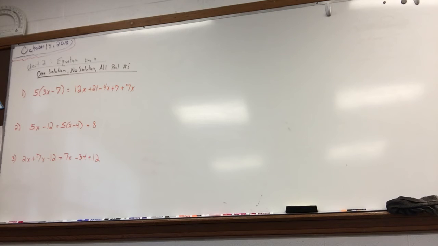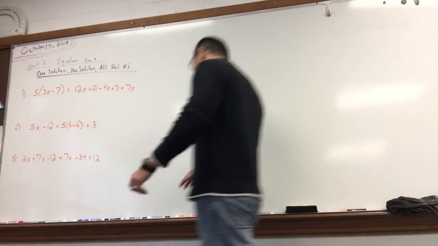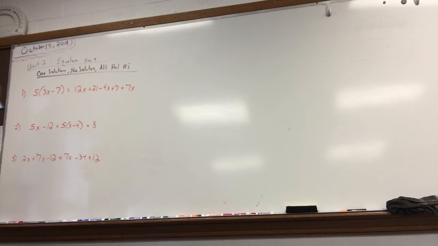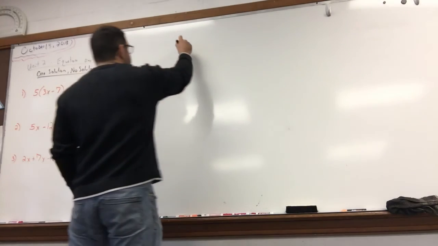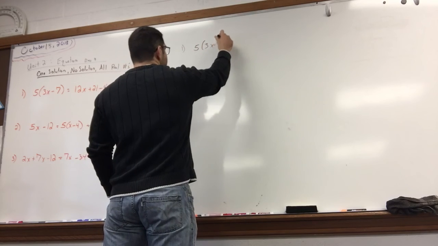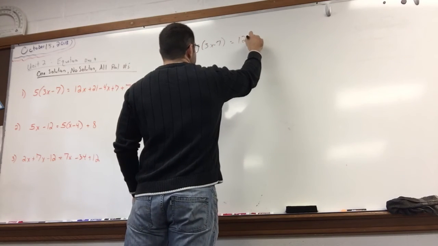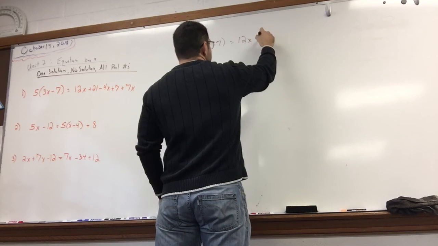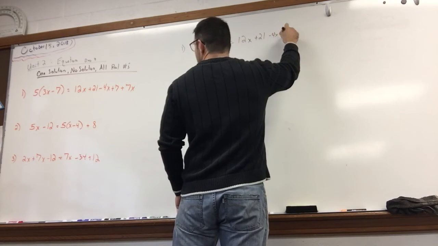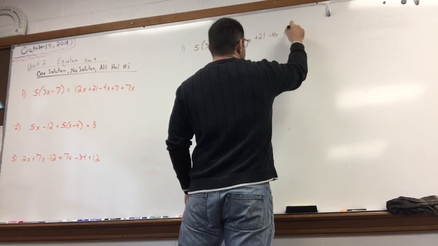Okay, so take a look. You have to know how to solve equations, which is why we've been spending this whole time solving equations. Again, this is day 9. So number 1, we've got 5(3x - 7) = 12x + 21 - 4x + 7 + 7x.